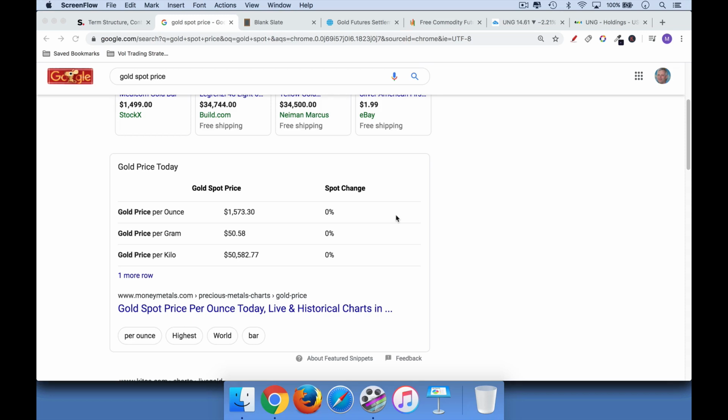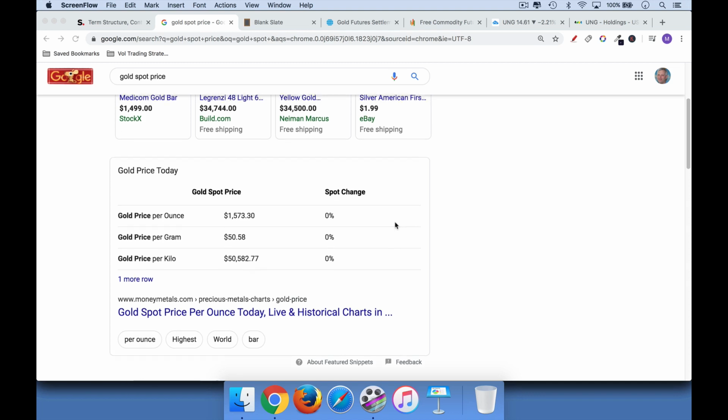In this lecture, I want to talk about futures term structure and the two main forms of that, which are contango and backwardation, as well as talking about something called roll yield. So to get started, let's just begin by thinking about gold.